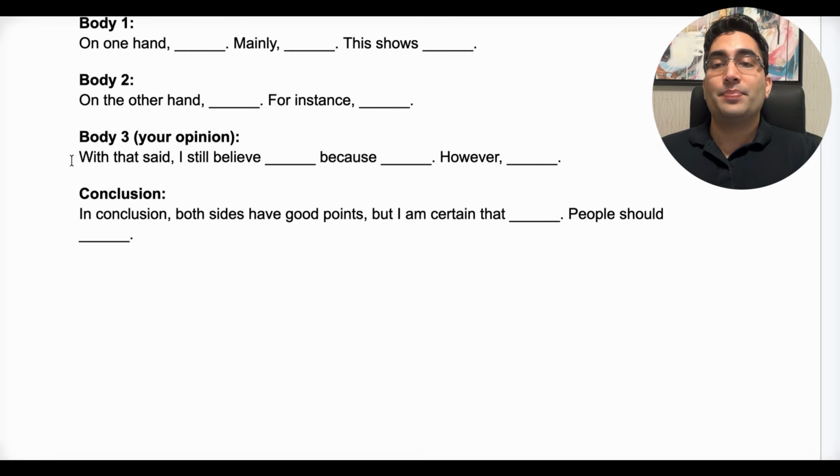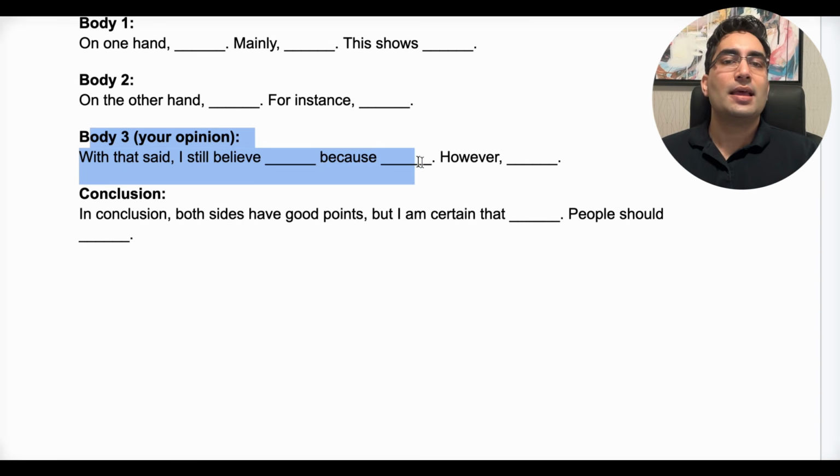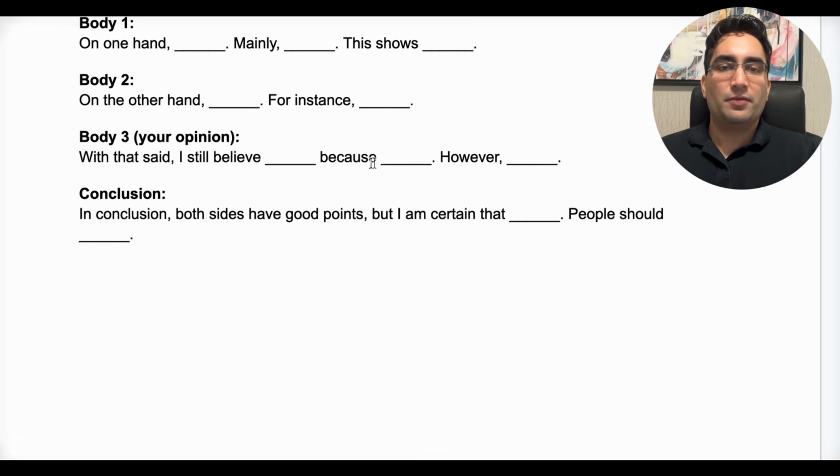Now in body 3, this is going to be your longest body. You're once again going to start with your opinion. With that said, with this negative thing said, with that said, I still believe this. Repeat your opinion here and then say because this. Now this is going to be 1 other point supporting your opinion. This could be finished within this sentence or you can add another sentence after this as well, depending on how much you want to explain this.